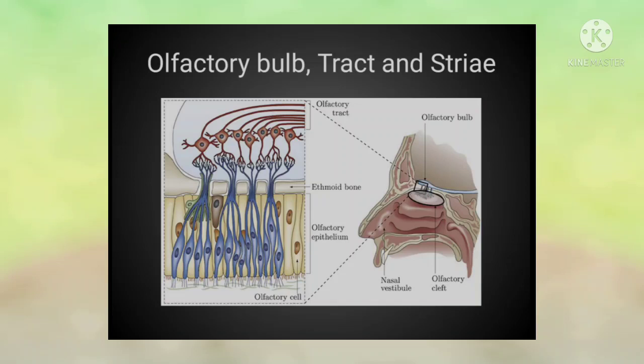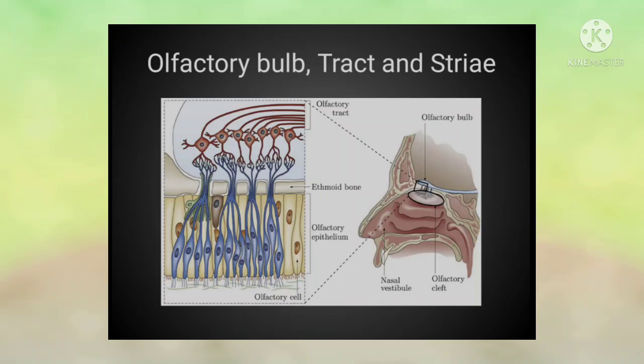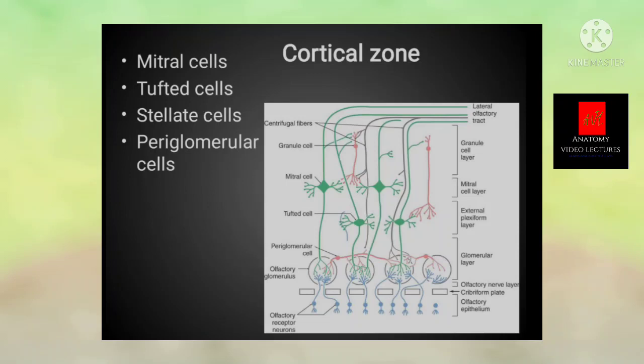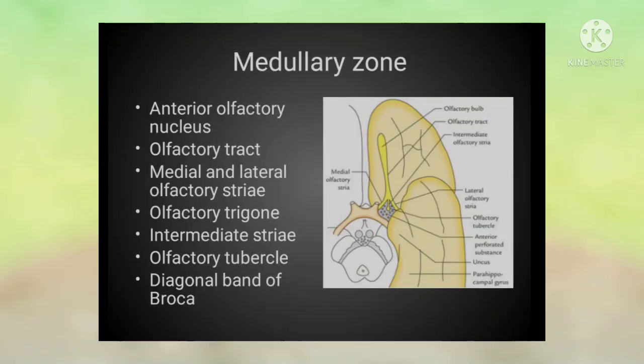Next we are going to learn the olfactory bulb, tract and striae. The olfactory bulb is a flattened oval mass of grey matter lying just above the cribriform plate of the ethmoid bone. It consists of an outer cortical zone and inner medullary zone. The cortical zone contains olfactory glomeruli and nerve cells, which form most of the prominent cellular component of the olfactory bulb. The nerve cells of the olfactory bulb comprise mitral cells, tufted cells, stellate cells, and periglomerular cells. The medullary zone consists of nerve fibers of the olfactory tract.